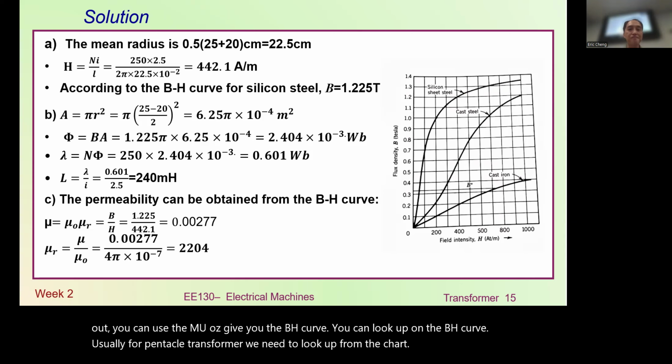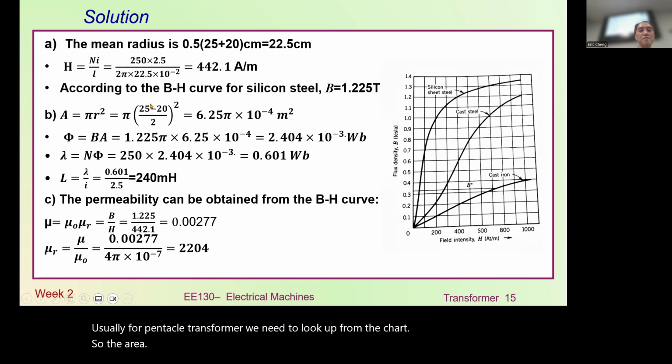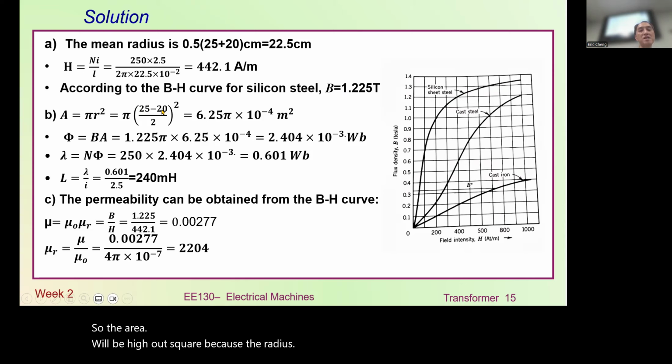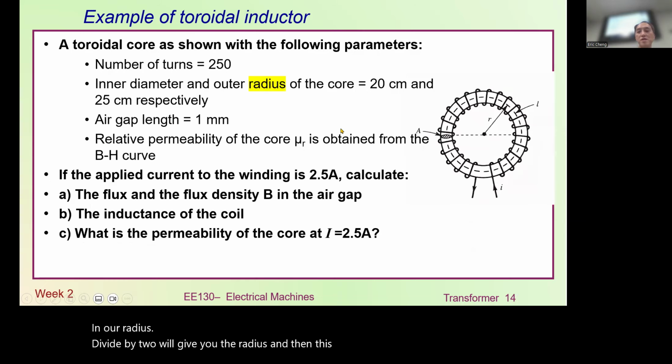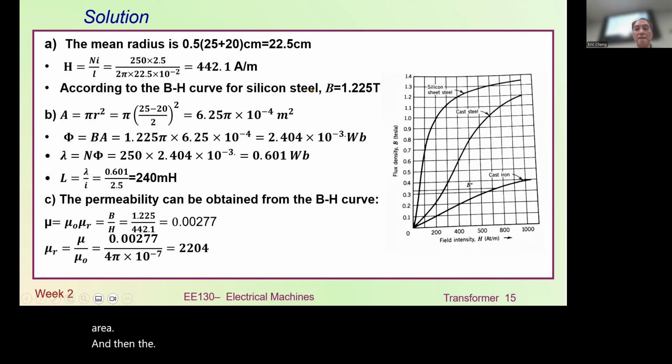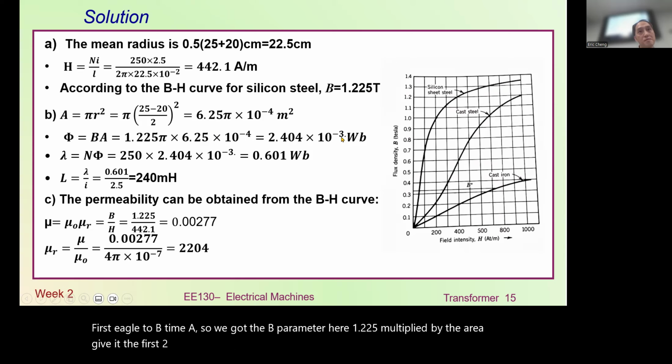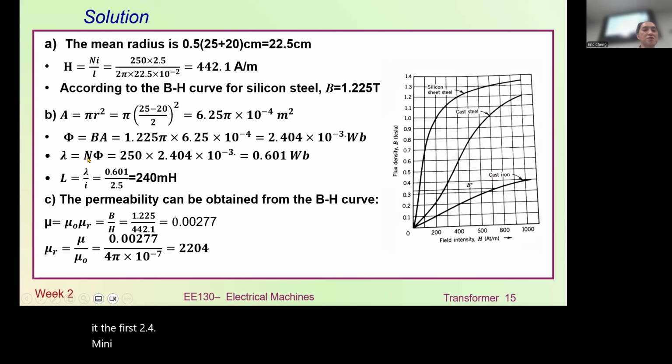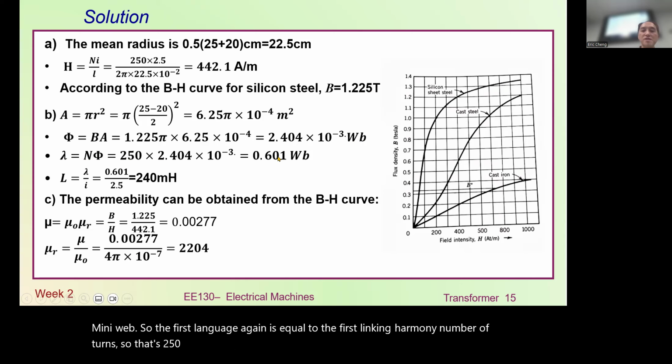So the area will be pi r squared, because the inner and outer radii divided by 2 give you the radius, and that's the radius for the core, which is this area. And then the flux equals B times A. So we got the B parameter here, 1.225, multiplied by the area, which gives the flux of 2.4 milliweber, right? So the flux linkage is equal to the flux linking how many number of turns. So that's 250 multiplied by the flux, which will give you 0.6 Weber.